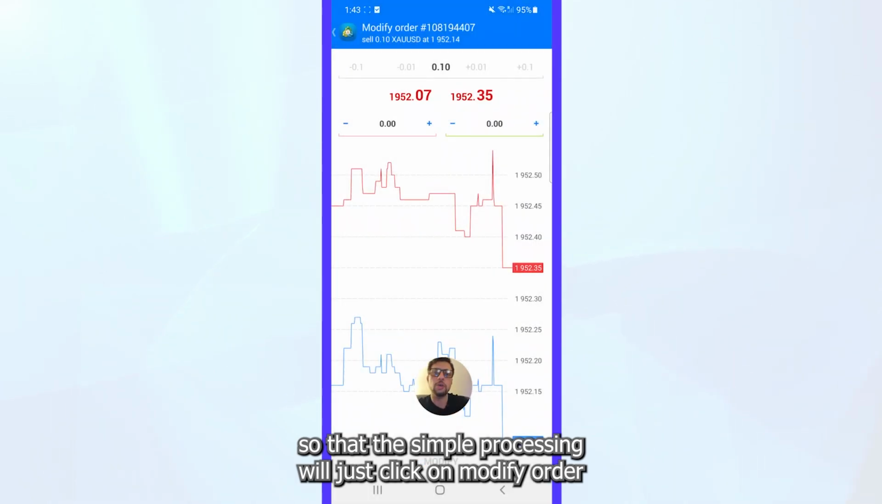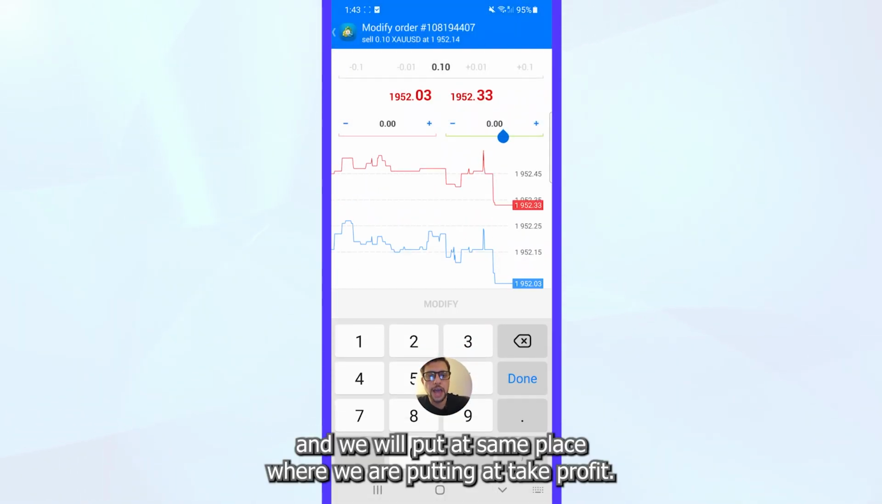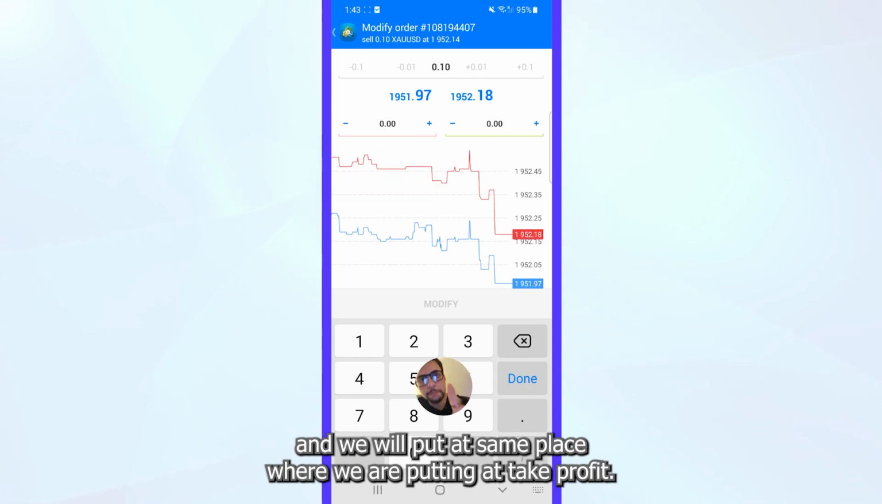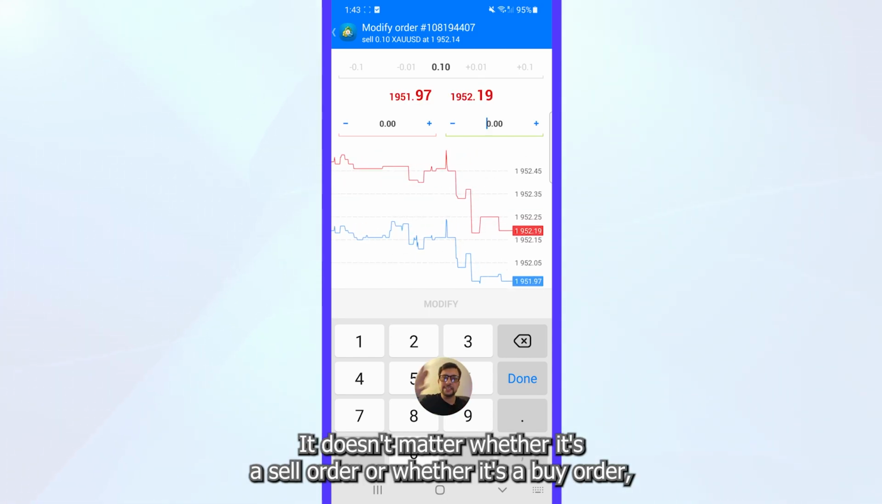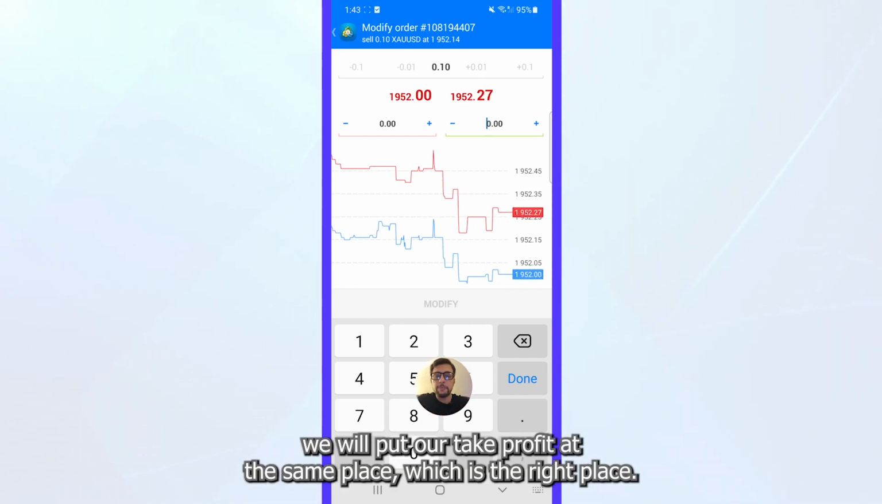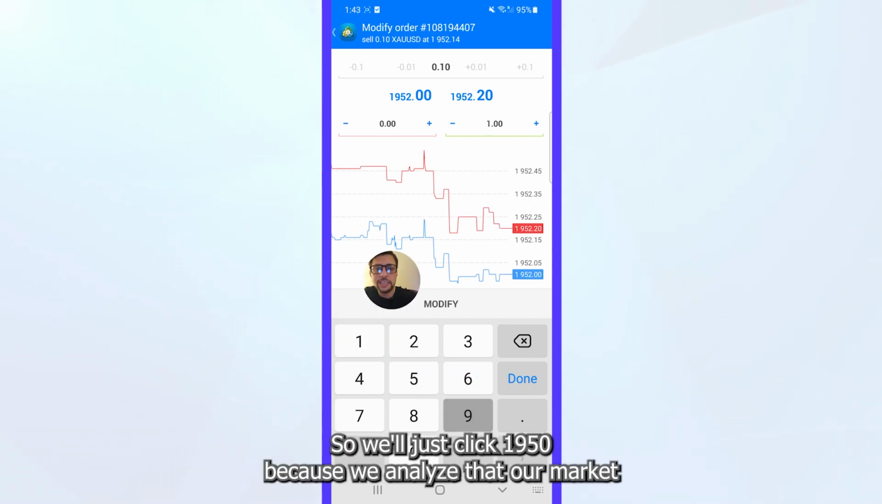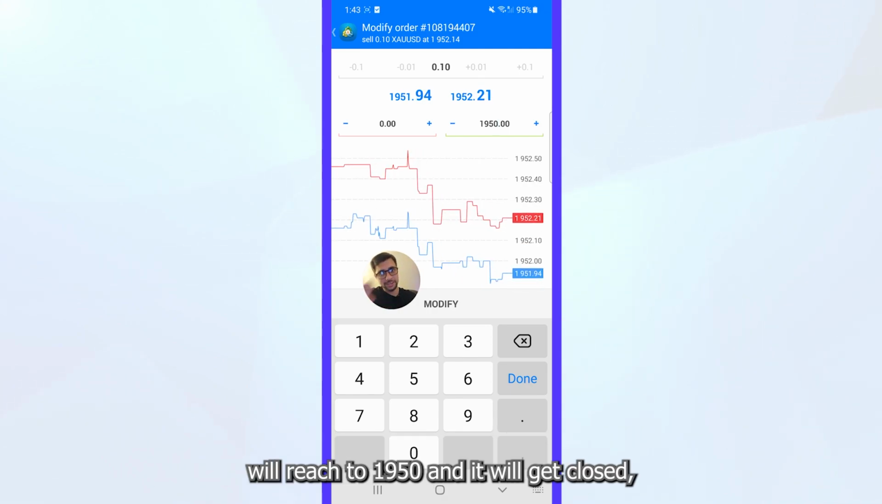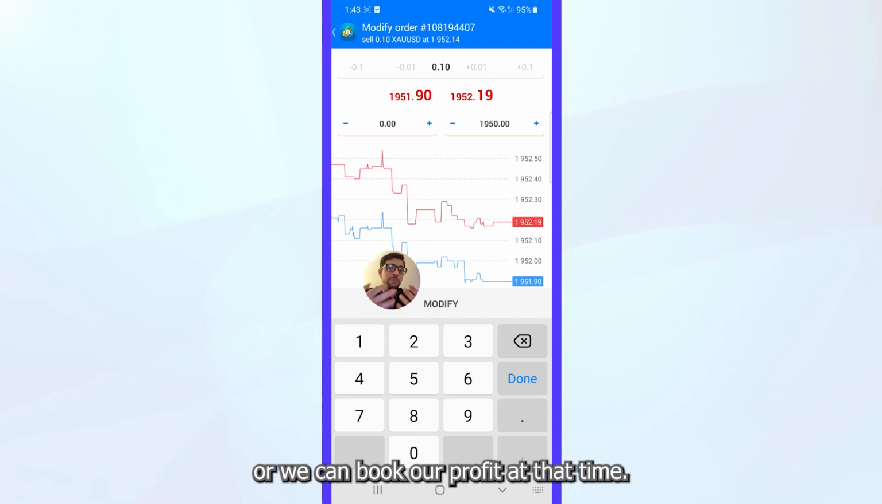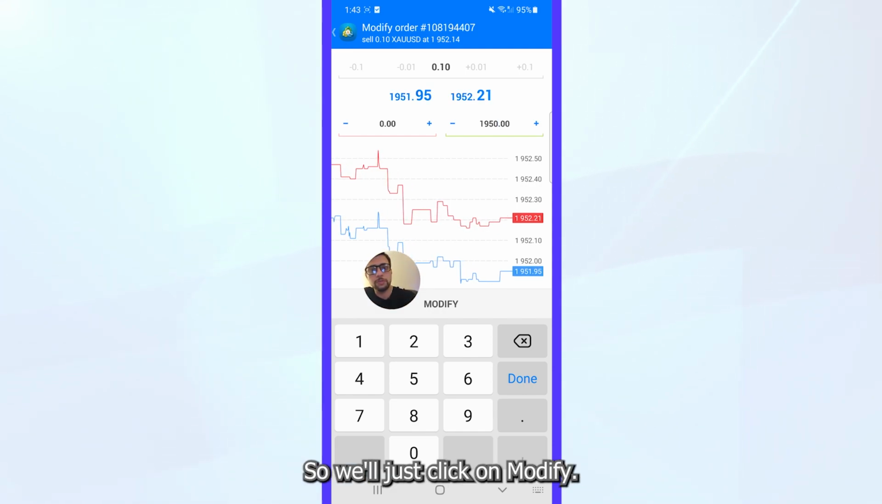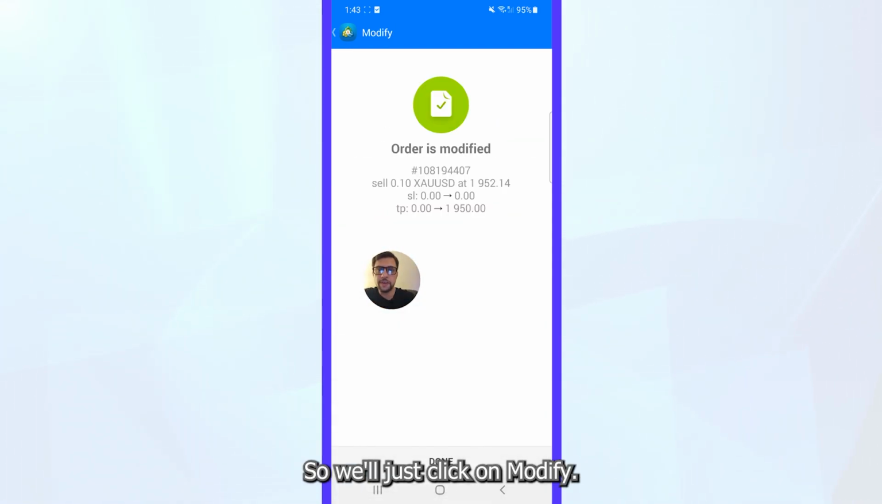Same, we'll just click on modify order and we will put the take profit at the same place. It doesn't matter whether it's a sell order or a buy order, we will put our take profit at the right place. So we'll just click 1950 because we analyze that our market will reach 1950 and it will get closed, or we can book our profit at that time.